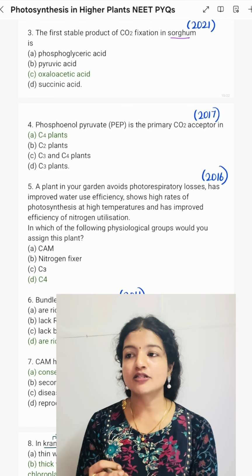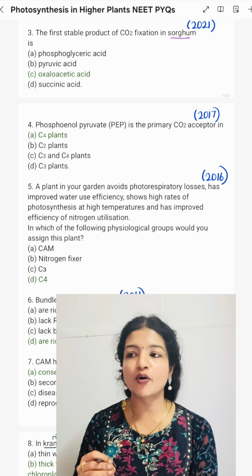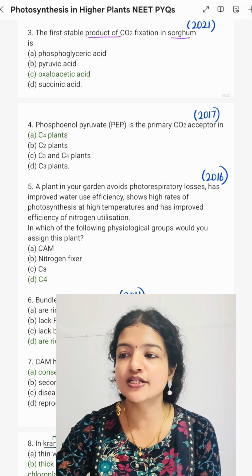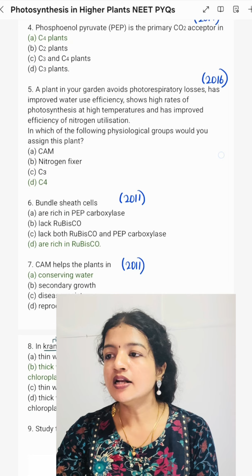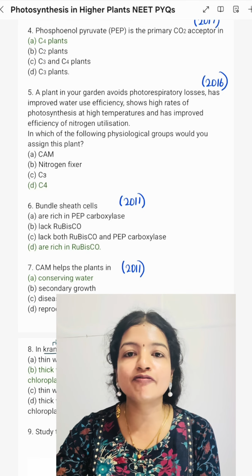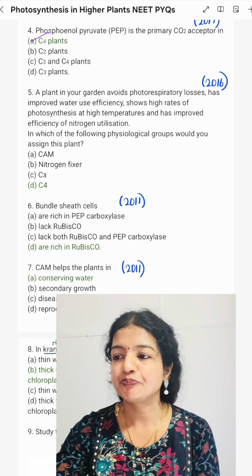It is C4 plants. So in C4 plants, the first stable product of carbon dioxide fixation is oxaloacetic acid. Option C. Then phosphoenol pyruvate is the primary carbon dioxide acceptor in C4 plants. Option A.